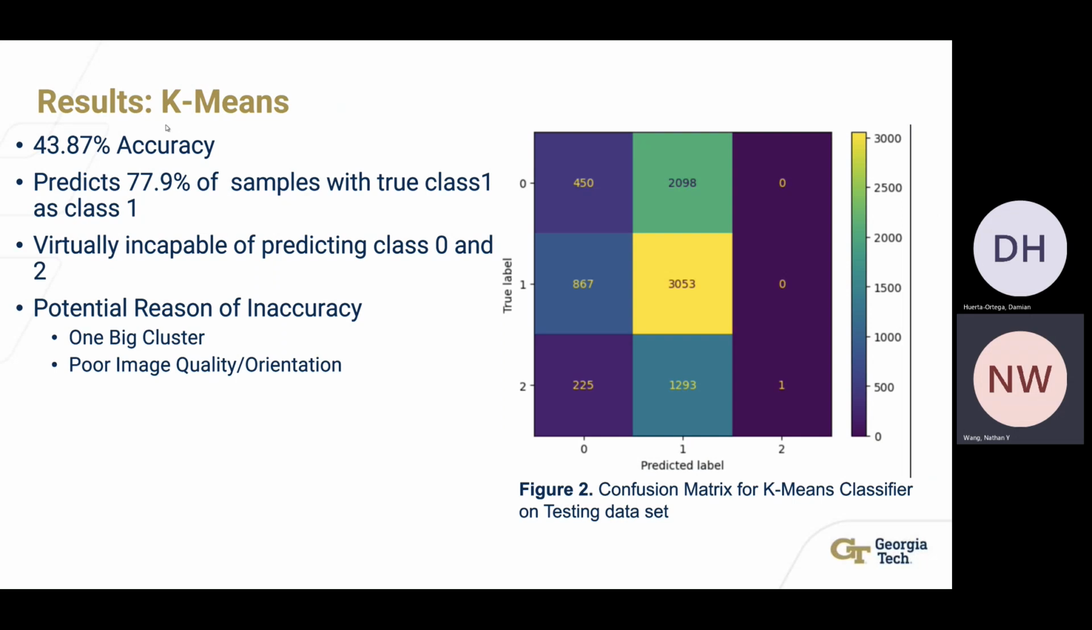So after running the k-means model, we found with autoencoders, we got a 43.87% accuracy, and that the overall algorithm predicted 77.9% of all samples with a true class 1 as class 1. However, it was unable to predict class 0 and class 2 correctly. The reason behind this could be due to the model seeing all the images as one big cluster, and that the images themselves could have poor image quality and poor orientation.